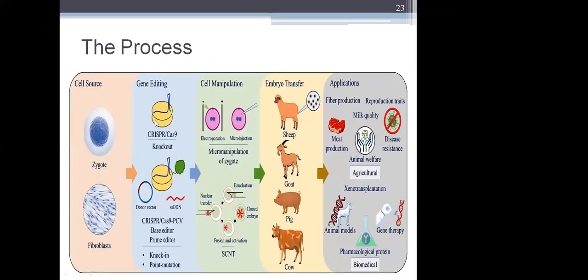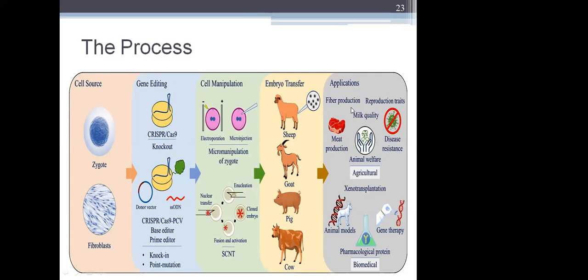There is another system which we can use. One is using zygote, in which the zygote is manipulated using micro injection or micro manipulation, and the fibroblast, which I have told is the somatic cell nuclear transfer, in which the nucleus is transferred and embryo transfer occurs. When these embryos are a little bit mature, they are transferred into the animals, and the animals which are formed afterwards have the edited genome.